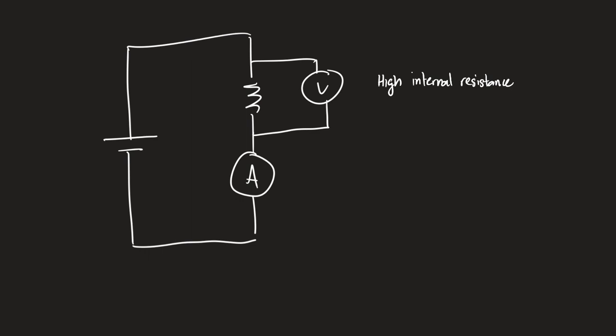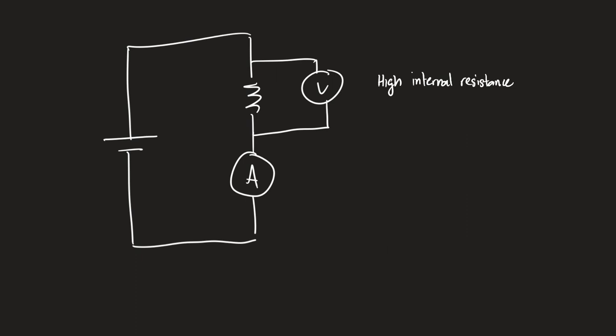A voltmeter tries to have high internal resistance. It may not be obvious why that's true, so let me make it a little obvious. If it has a very high internal resistance, when placed in parallel with something else, it won't change the overall resistance very much.